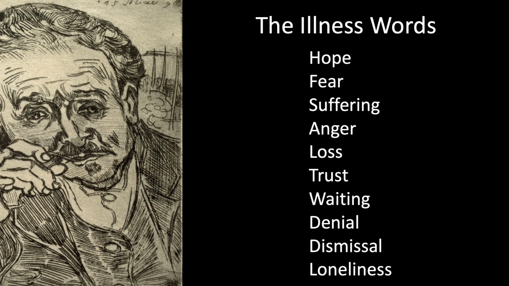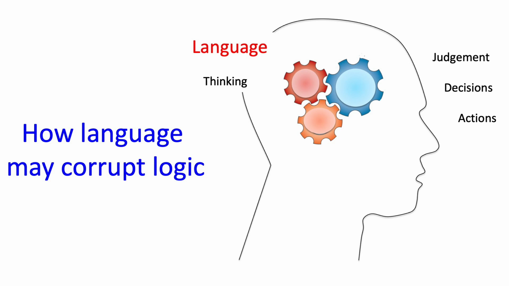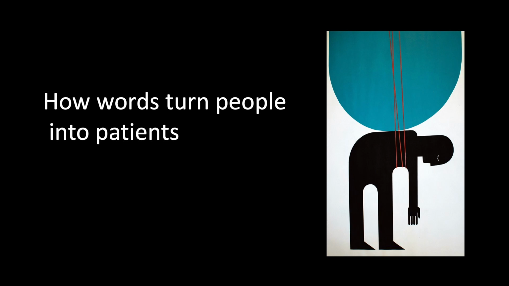We will address how language may corrupt logic. We shape our thoughts using language and words. And language directly influences our thinking, which in turn influences our judgment, our decisions, and our actions. And that's why language is so important in the decisions we make about illness. We'll look even at how words can turn people into patients, not always in the interests of their welfare, sometimes exploiting them for commercial purposes.